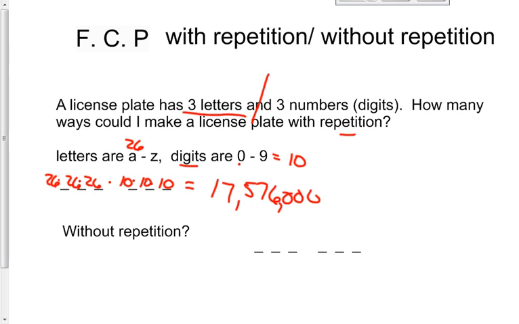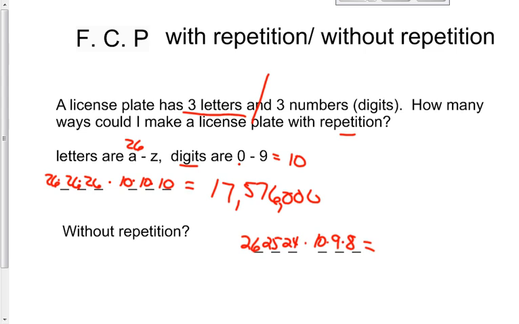Now if you do this exact same question without repeating, that just means that once you have your first digit or your first letter chosen, either one, you can't repeat that. So I have 26 choices for my first position. Once I use that letter, I can't repeat. I'm down to 25 choices, and my next letter, I'm down to 24 choices. Moving to the digits, I have 10 to pick from. Once I've used that, 9, and then once I've used that one, 8.